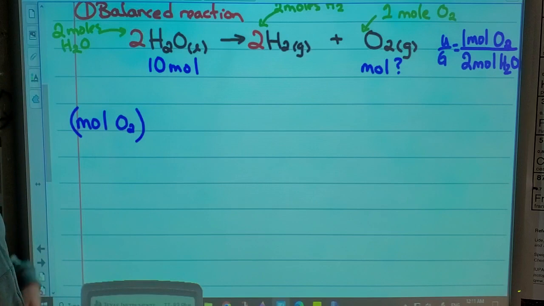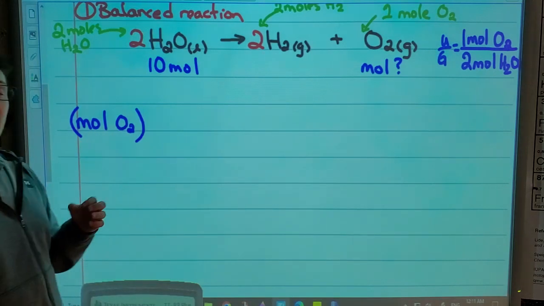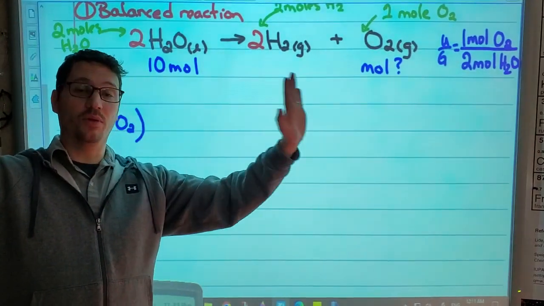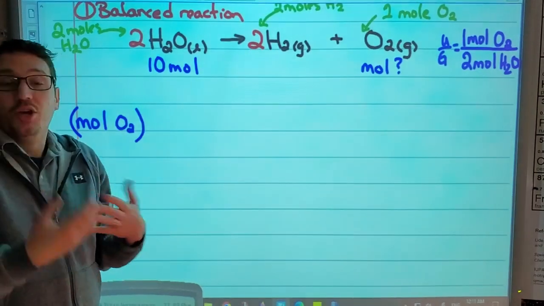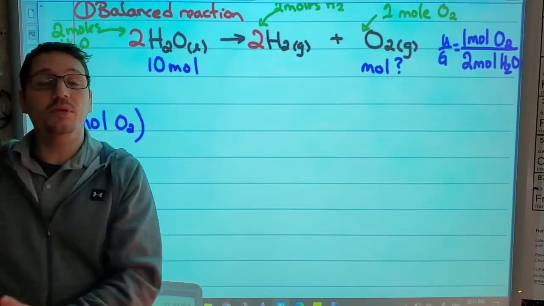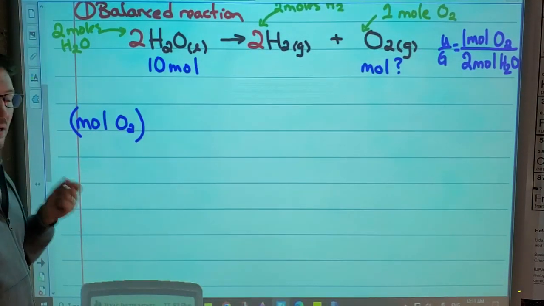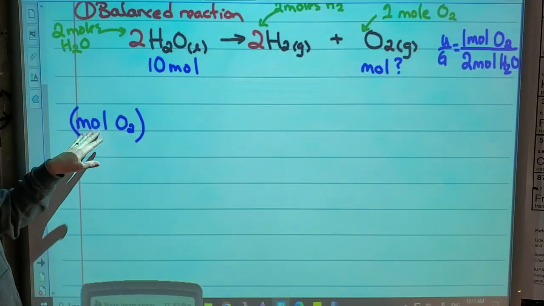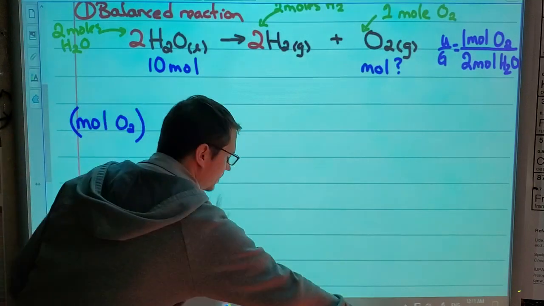The reason why we didn't just say moles instead of moles of oxygen is because in a stoichiometry problem, there's 2 different substances that we're thinking about. And so moles could mean moles of oxygen, or it could mean moles of water. So in a stoichiometry problem, you really want to label not just the number and the unit now, but you want to label who the unit belongs to. So moles of oxygen.